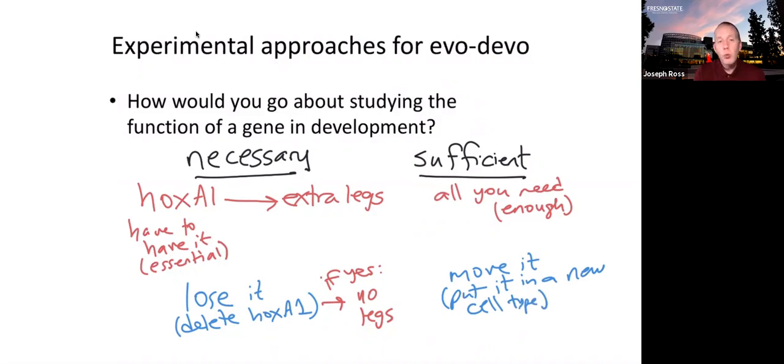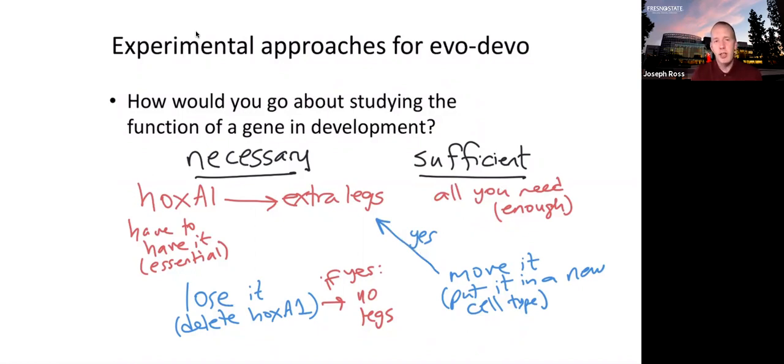If that's the only change you make, you can move a gene from one cell type to another cell type to test sufficiency, or you could move one gene into a new organism, a different species that doesn't have that protein. If they still grow extra legs, then yes, that gene is all you need. It's sufficient to produce extra legs.